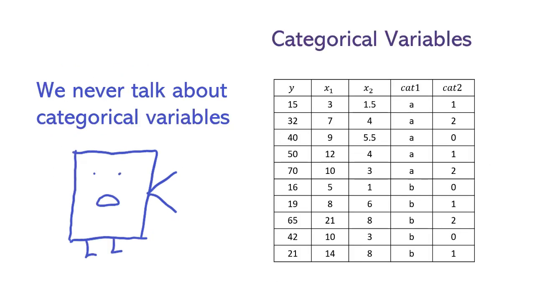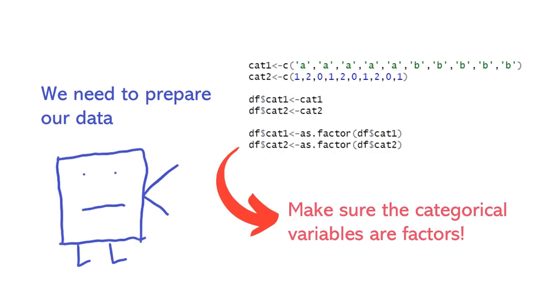Next, we are going to talk about categorical variables as explanatory variables. The dataset now has two additional columns, cat1 and cat2. First, we create the list, then we insert the list to the data frame. Next, we need to make sure that the categorical variables are recognized as factors by running this code. Notice that while the values of cat2 are 0, 1, and 2, we treat them as categorical variables and not numerical variables.